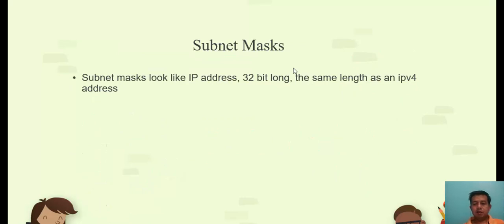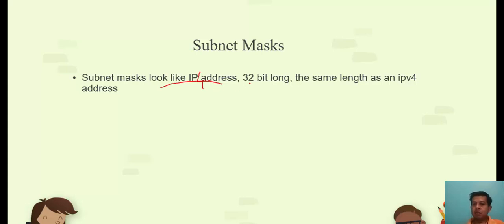Now we start discussing subnet mask, which is an integral part of the IPv4 addressing scheme. In fact, when we discuss IPv4 addresses, the subnet mask is an integral part. We have to discuss subnet mask also, because IPv4 addresses and subnet masks come together. So when we specify an IPv4 address, we also have to specify something known as a subnet mask. Now let's see what a subnet mask is. First, they look like IP addresses. They simply look like IPv4 addresses.